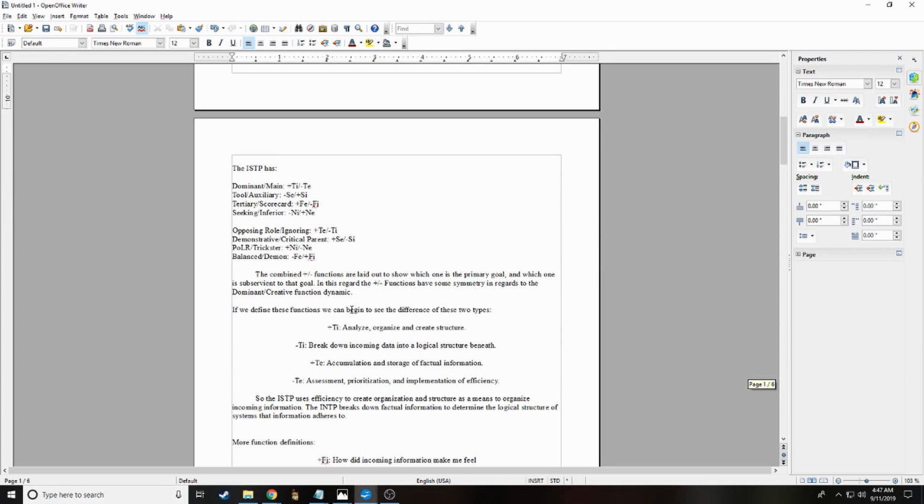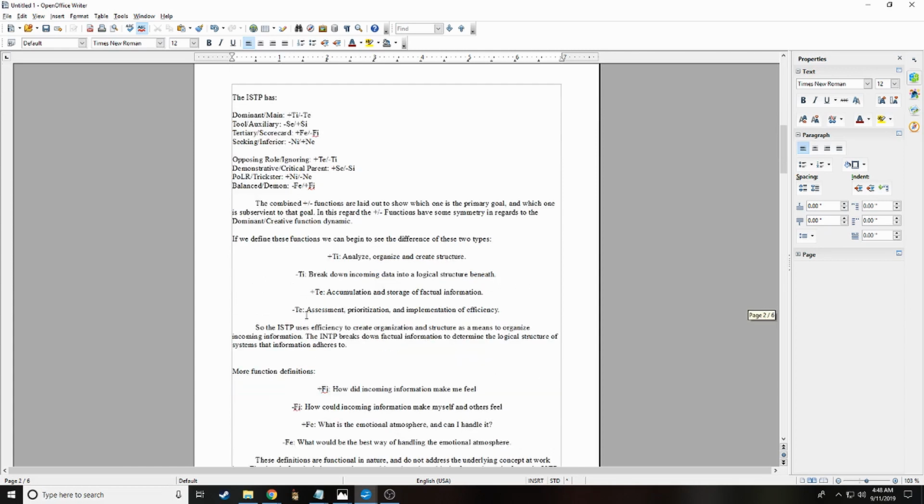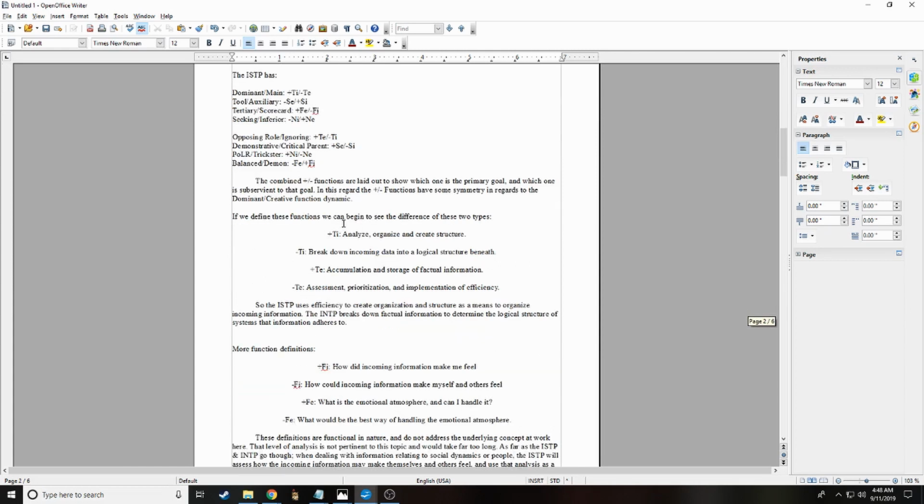The combined positive and negative functions are laid out to show which one is the primary goal and which one is subservient to that goal. In this regard, the positive and negative functions have some symmetry in respect to the dominant creative function dynamic. If we define these functions, we can begin to see the difference of these two types.